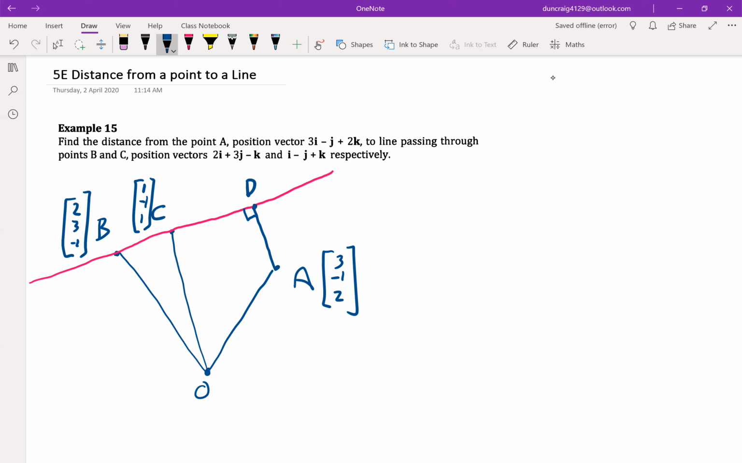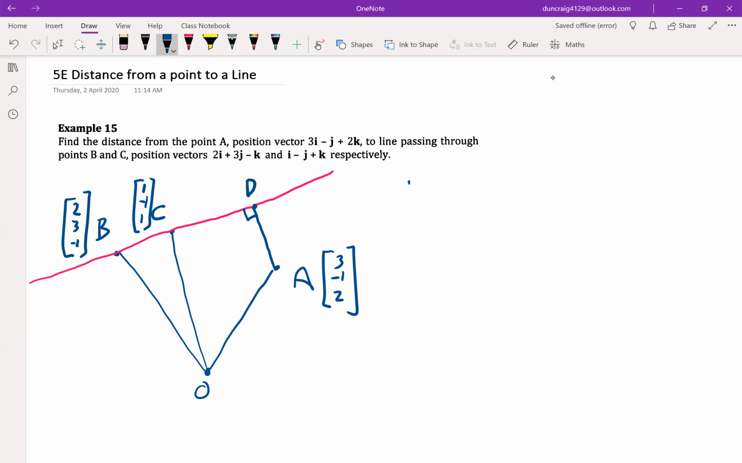So how do I figure out the line AD? Well, I can create a line with BC because I've got those two points there, so that's easy enough. And then if I can come up with a line AD, then if I do the dot product between those two, it should equal 0. And that's essentially how we're going to solve this problem here. So let's do BC first up.